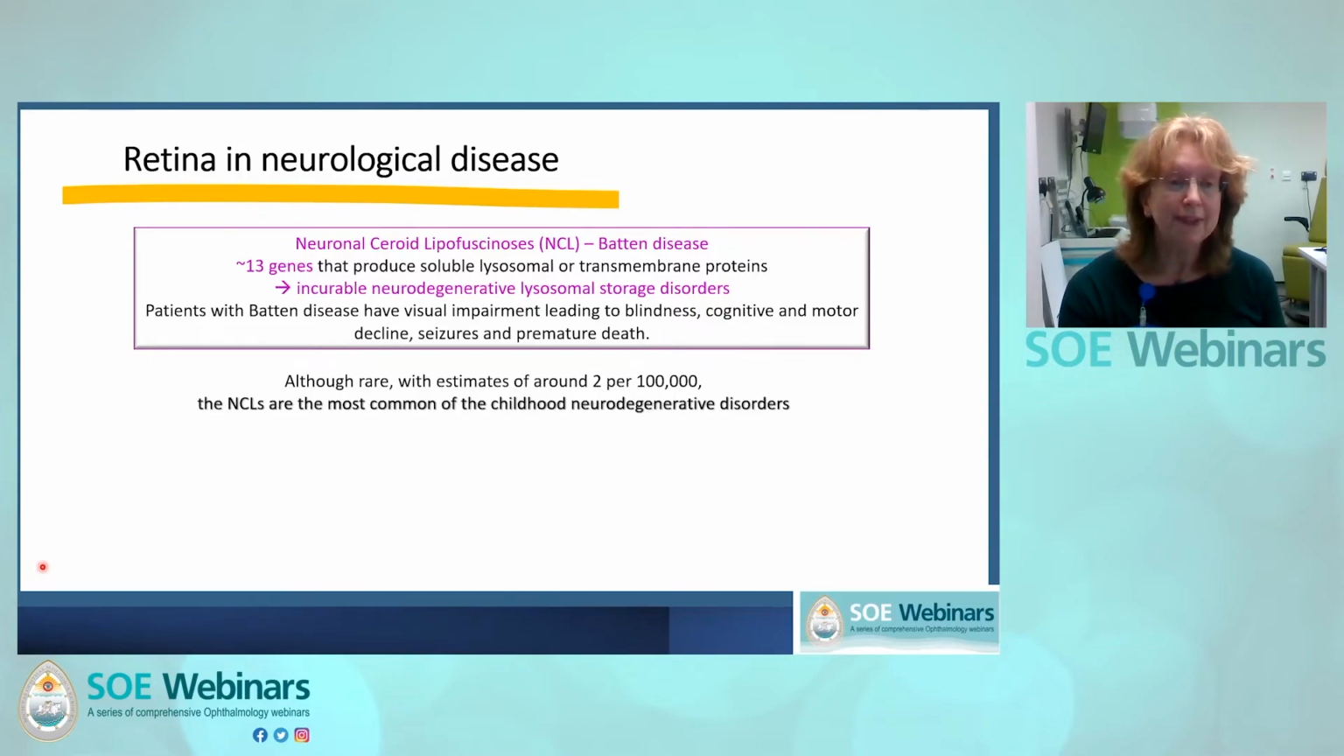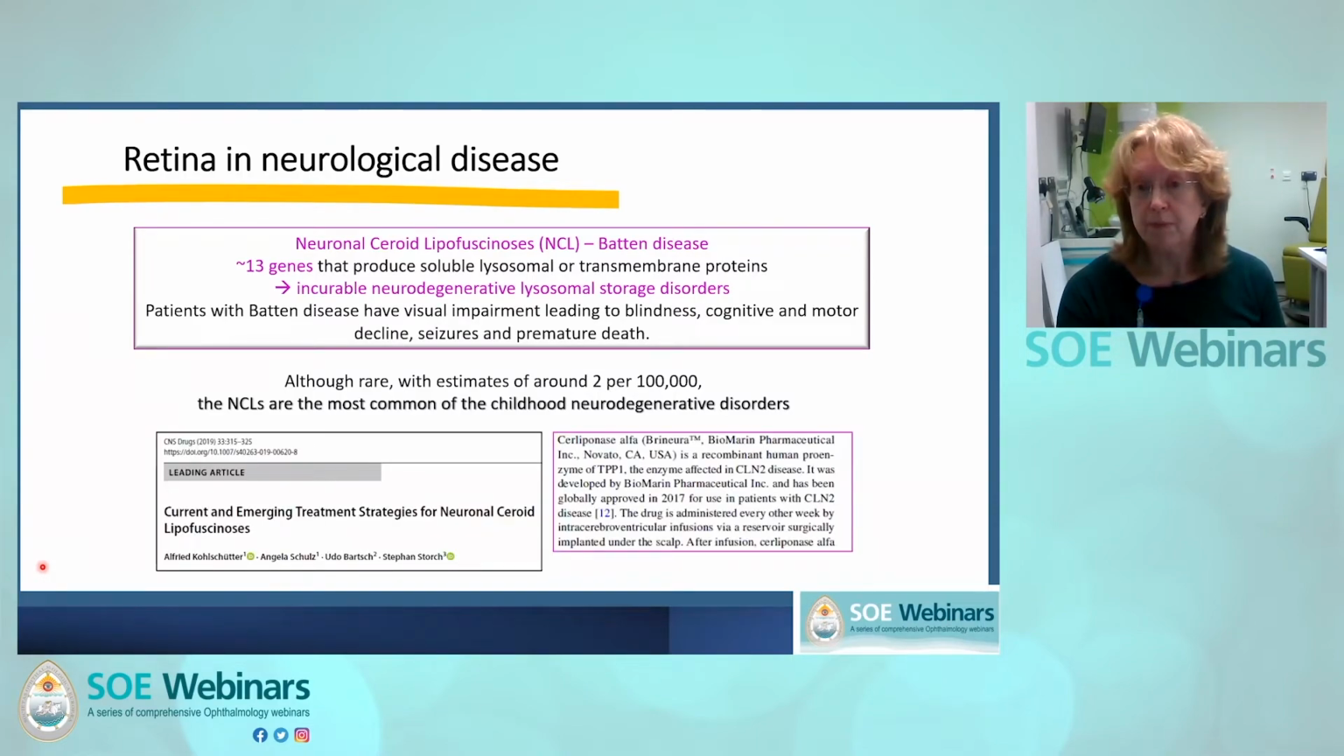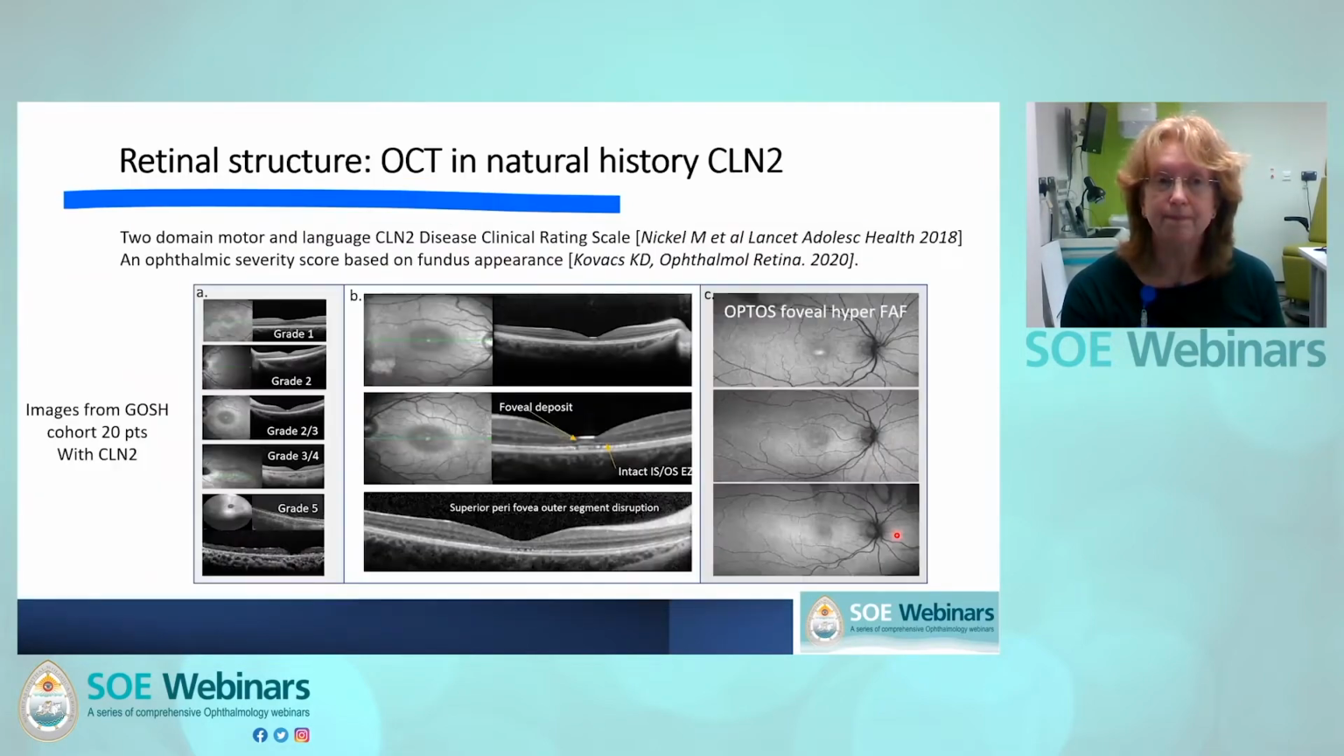So it all looks pretty bleak, but there are some encouraging reports of treatments working in slowing decline, particularly in CLN2, late infantile disease, by directly introducing a human recombinant enzyme into the ventricular system. But this is not changing the progressive retinal degeneration, most probably because of the eye's immune privilege. But there have been some reports recently of some slowed retinal degeneration in the canine model of CLN2. But as yet, we don't know enough about the human disease.